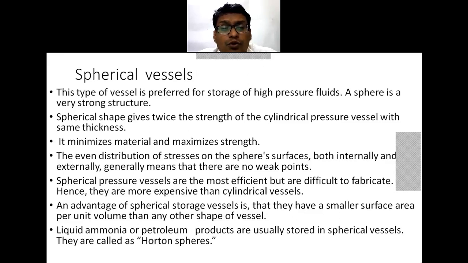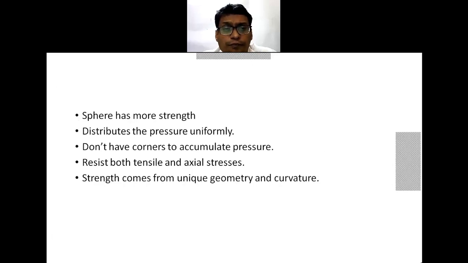So this can be used for liquid ammonia or petroleum products and are usually stored in spherical vessels. They are also called the Horton spheres. In industry, the term Horton sphere also is very common.